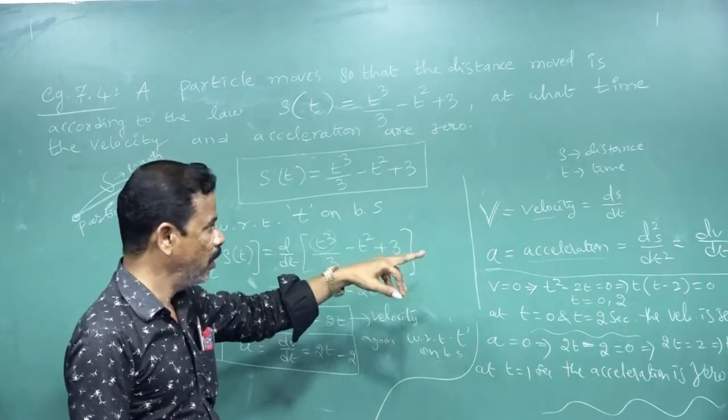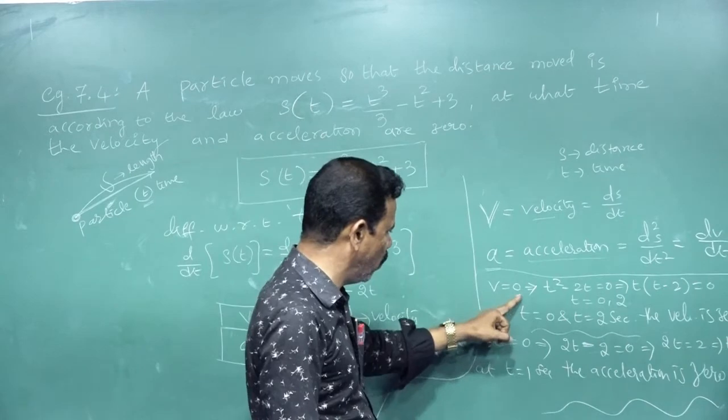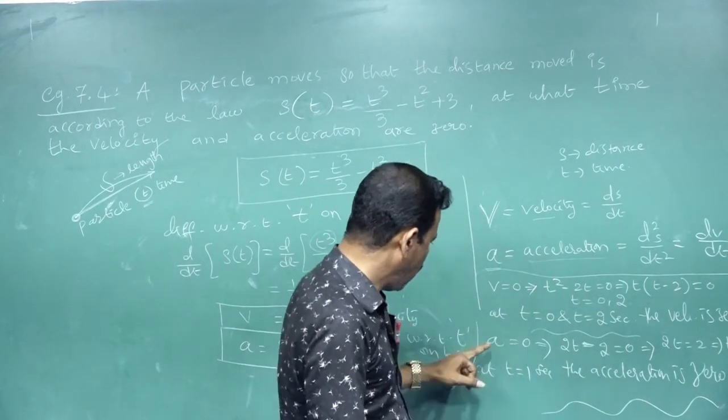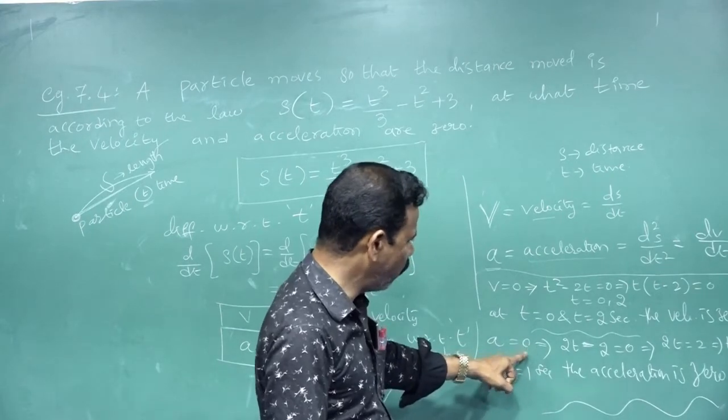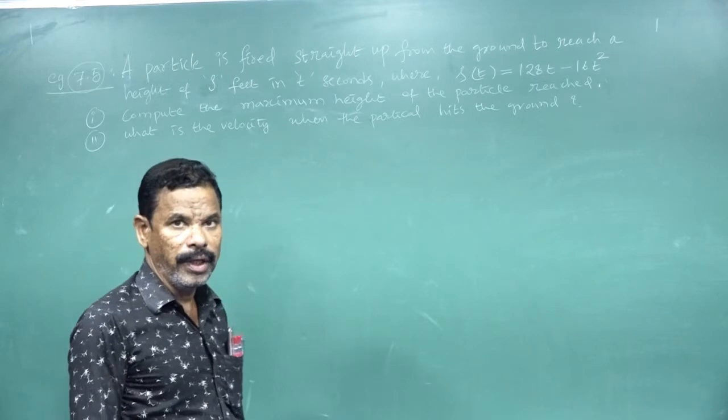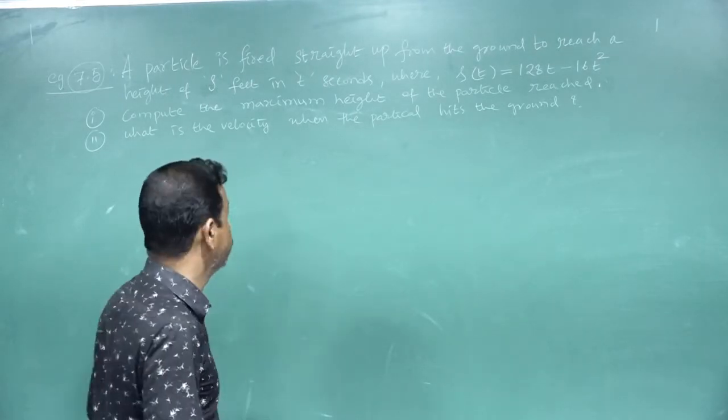The question asks at what time velocity and acceleration are 0. Velocity is 0 at t is equal to 0 and 2. Acceleration is 0 at what time? t is equal to 1 second. This is the example 7.5.